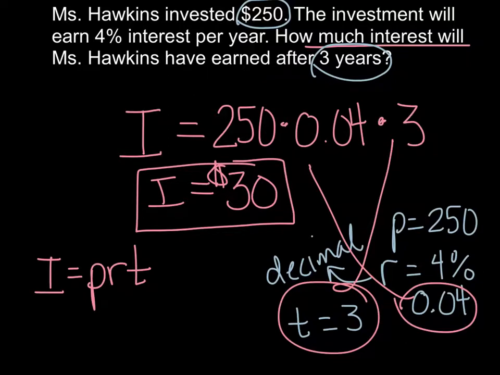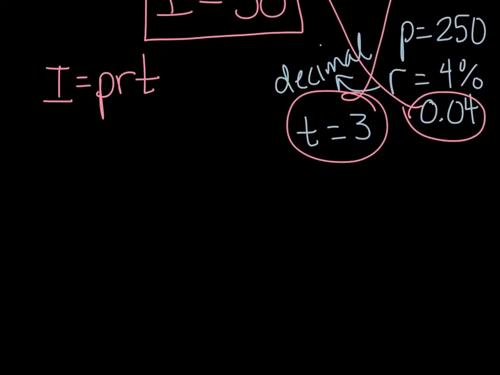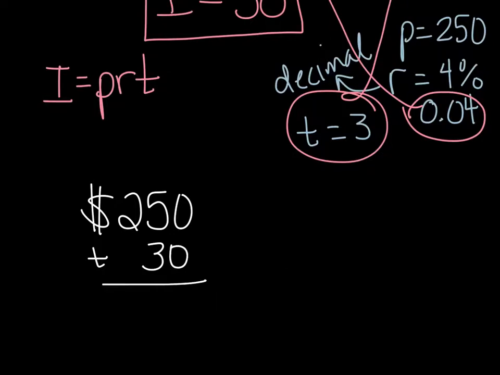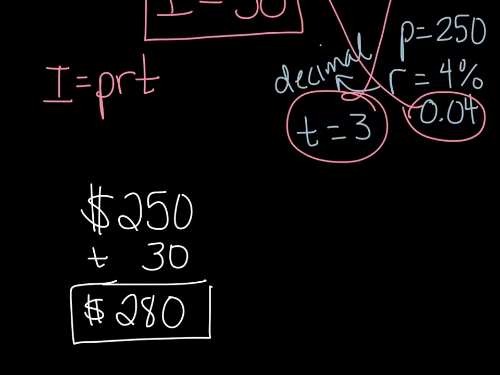That means that at the end of the 3 years, Miss Hawkins still has that $250, and she has earned an extra $30 just for having it there. So it's a little bit more like a savings account. So 250 plus 30 is going to give Miss Hawkins $280 of an investment after those 3 years. Let's do it again, but this time I'm going to set it up using our percent ratios, and you guys can choose which one works for you.